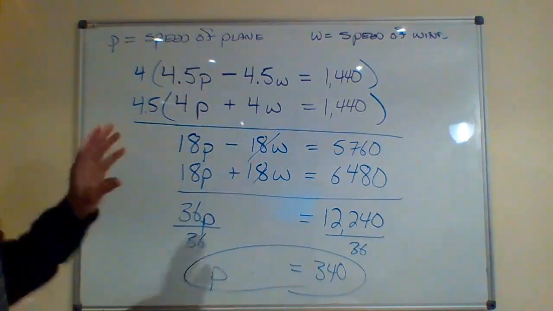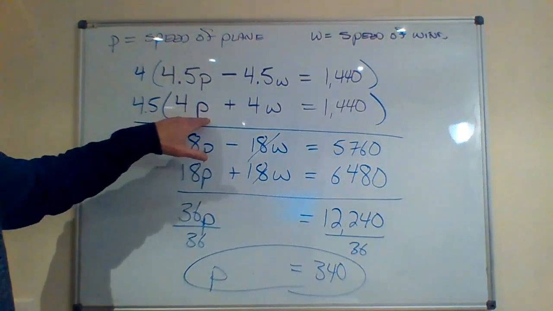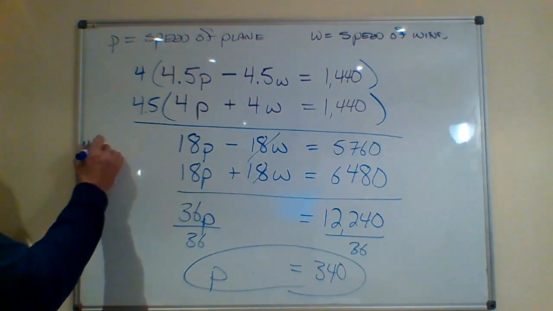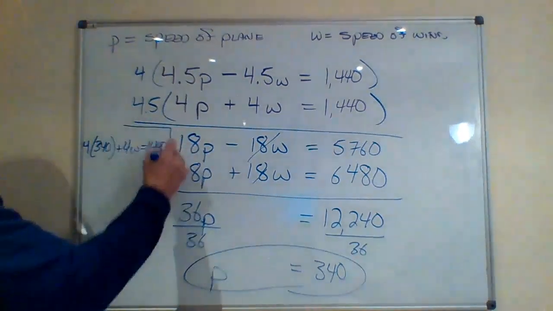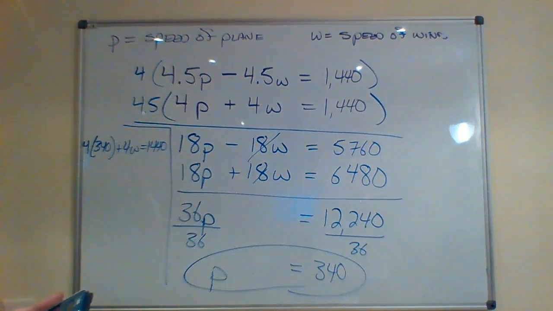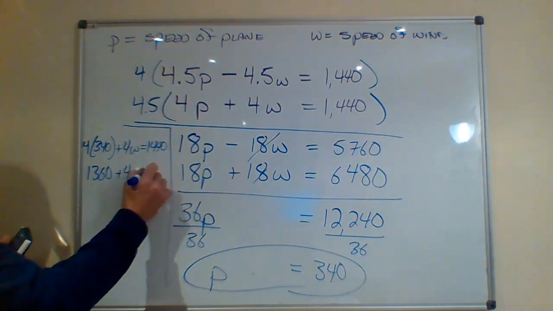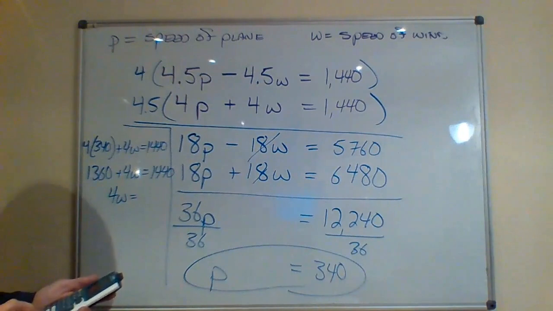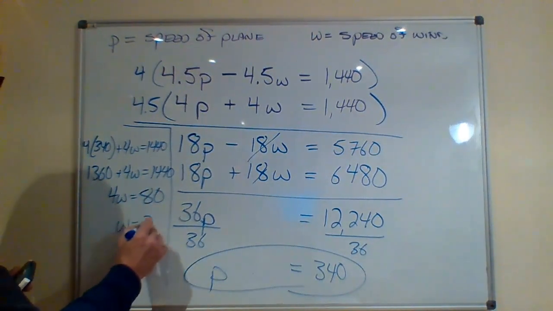I'm a little bit out of room. I'm hoping you can finish from here. For W, I would probably go for this one, put the 340 in, solve for the W. Maybe it'll squeeze it in. 4 times 340 plus 4W equals 1440. I'm sorry, guys. This board is only so big. So 4 times 340 is 1360 plus 4W equals 1440. Two-stepper, subtract 1360. 1440 minus 1360, I'm looking at 80. And of course, if I divide both sides by 4, W equals 20.